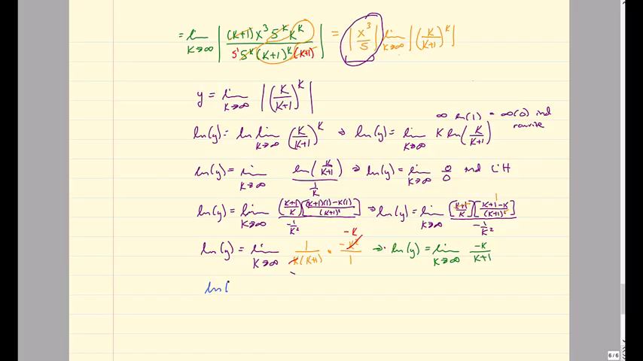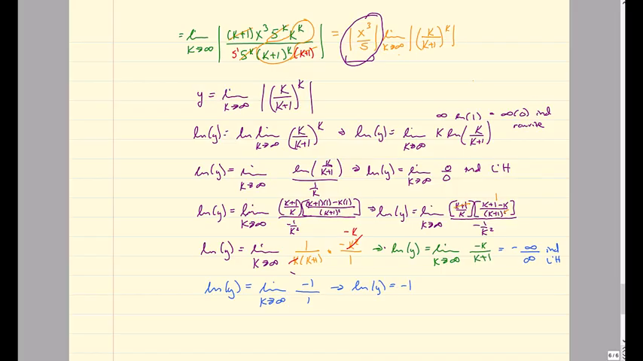So now I'm left with the natural log of y on the left still equal to the limit as k approaches infinity. Now up here, if I had taken that limit, I would have had negative infinity over infinity, which is an indeterminate, L'Hopital's. So now I can apply L'Hopital's rule. The derivative of negative k is negative 1. The derivative of k plus 1 is 1. So I'm left with the natural log of y equals the limit as k approaches infinity of negative 1, which is negative 1.